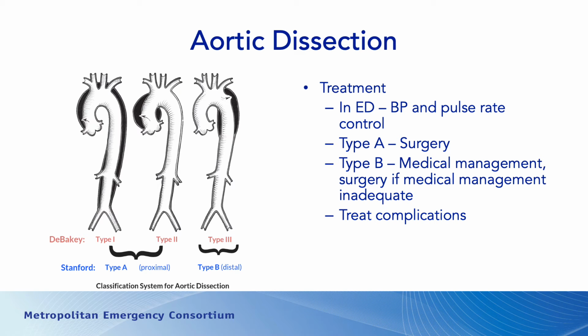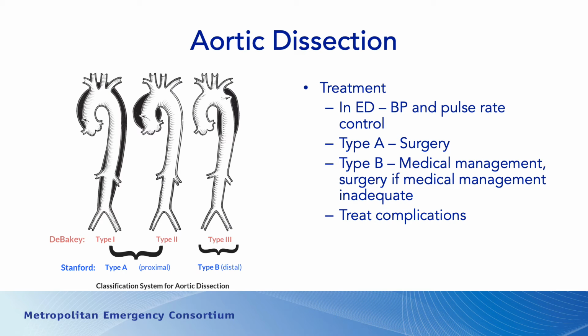So how do we treat these? Well, in the emergency department, it doesn't matter if it's an A or a B. We immediately manage the blood pressure and pulse, because if the patient is hypertensive and tachycardic, we want to reduce the blood pressure and reduce the pulse rate so there's less of this pulsating pressure up against the aorta, which could then cause the dissection to progress and worsen.